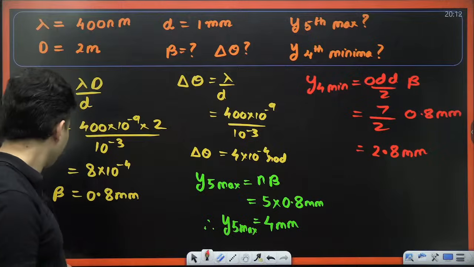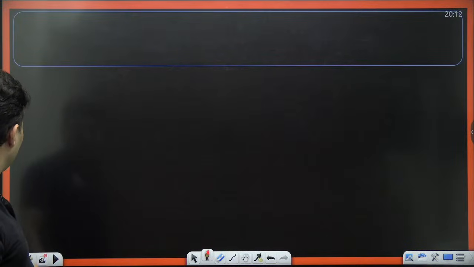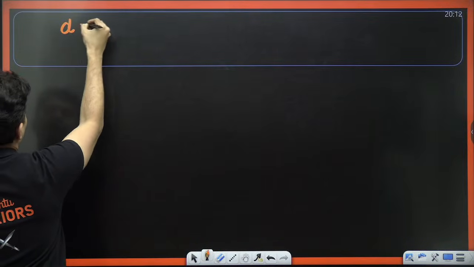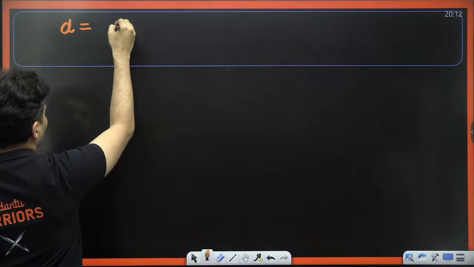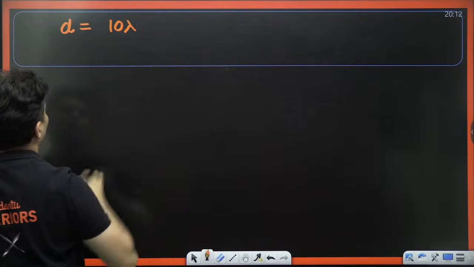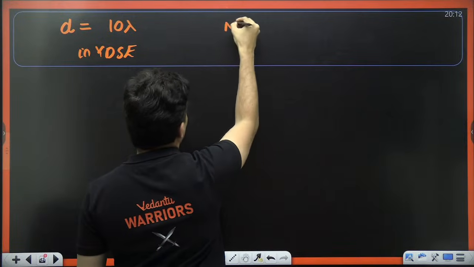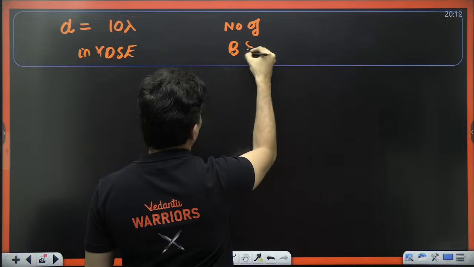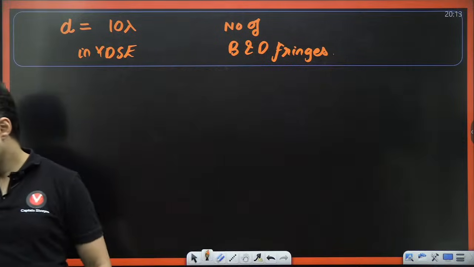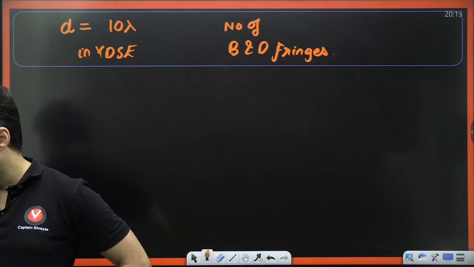Awesome. Great. So another question that we can solve is, what if small d is given to be, for example, 10 times lambda in a YDSE setup. Find the number of bright and dark fringes. Come on, let's try to solve this. Find the number of bright and the dark fringes.